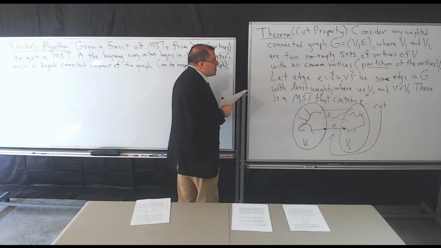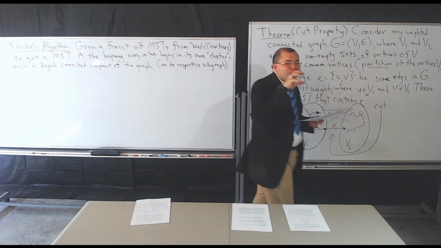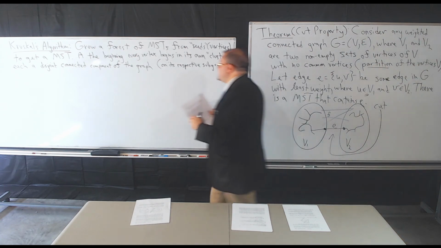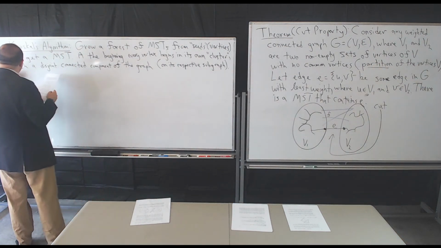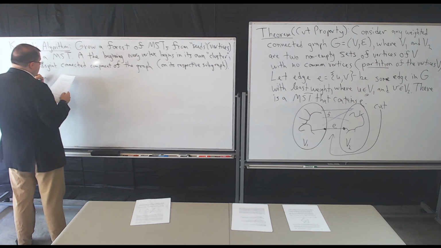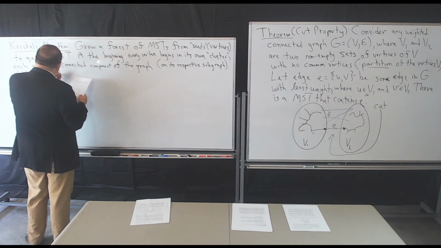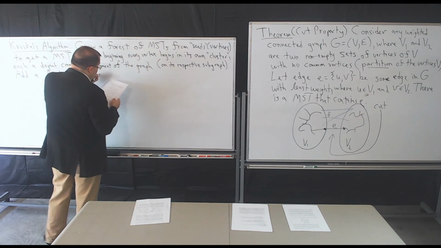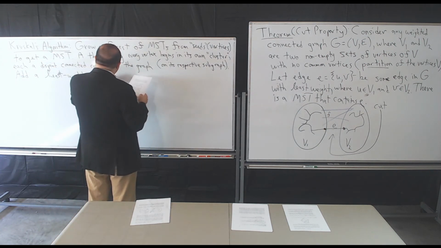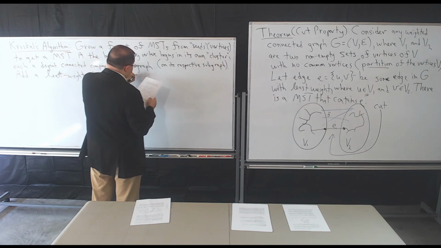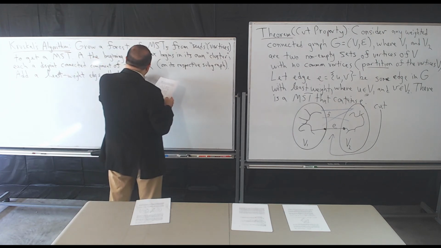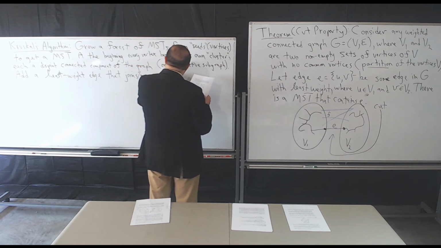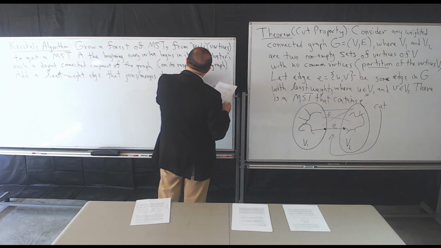So each one of these is going to occupy its own little bubble or cluster. And what we're going to do is the following. We're going to add a least cost or least weight edge that joins or merges two of these connected components.